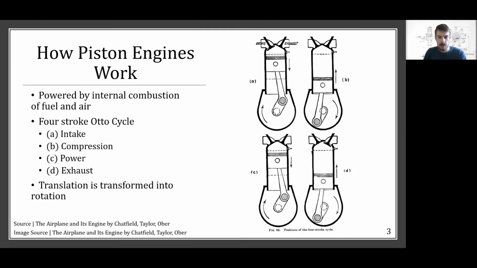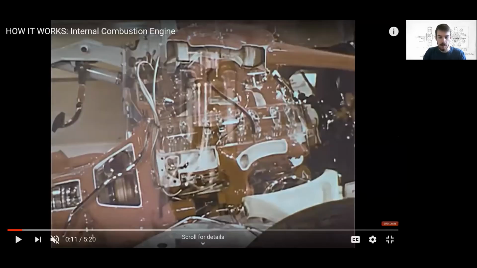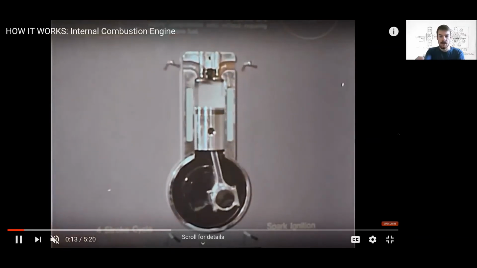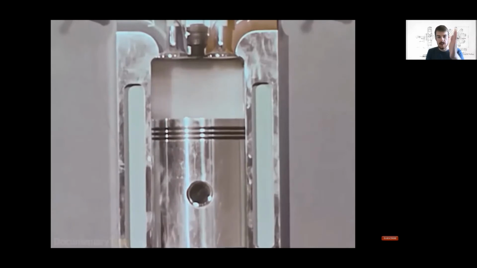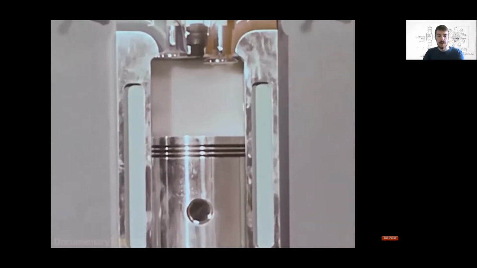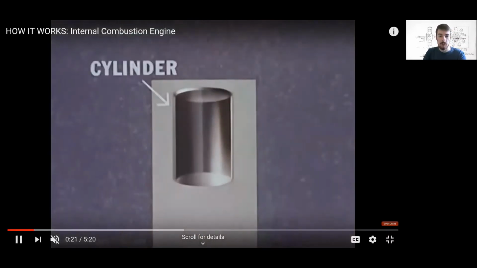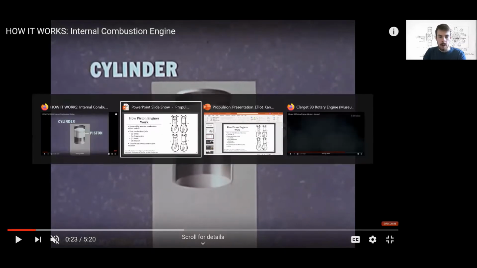And I'd like to show you a brief clip of how the piston moves within the cylinder. You can see here it translates up and down, and you can also see the exhaust and inlet valves moving at the top of the screen.